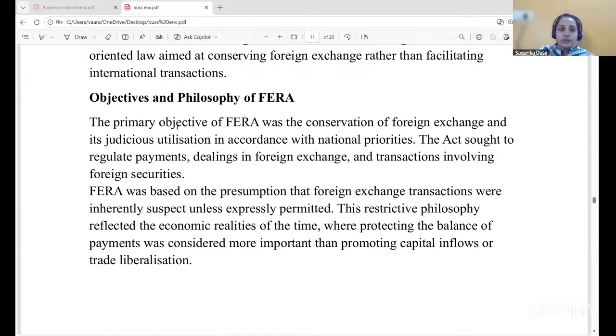The main objective of FERA was the conservation of foreign exchange and its judicious utilization in accordance with national priorities, and to regulate payment, dealing in foreign exchange and transactions involving foreign securities. Any foreign securities, people from other countries who are investing in India, or people who are working in another country and sending money to India, or those involved in import and export transactions, they all fall under this particular category of the Foreign Exchange Act.